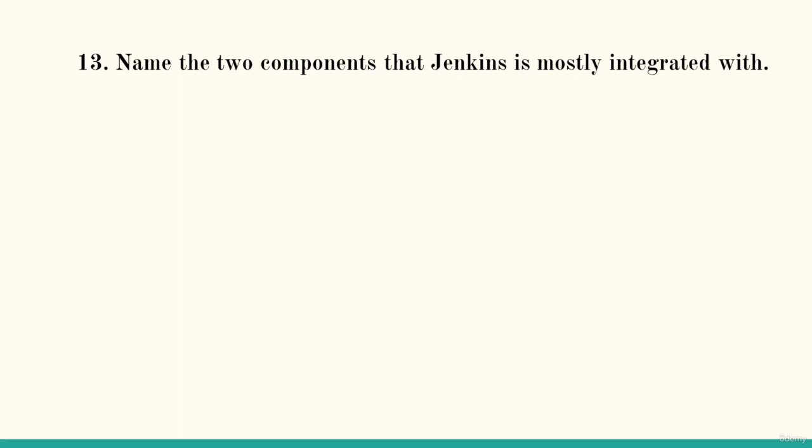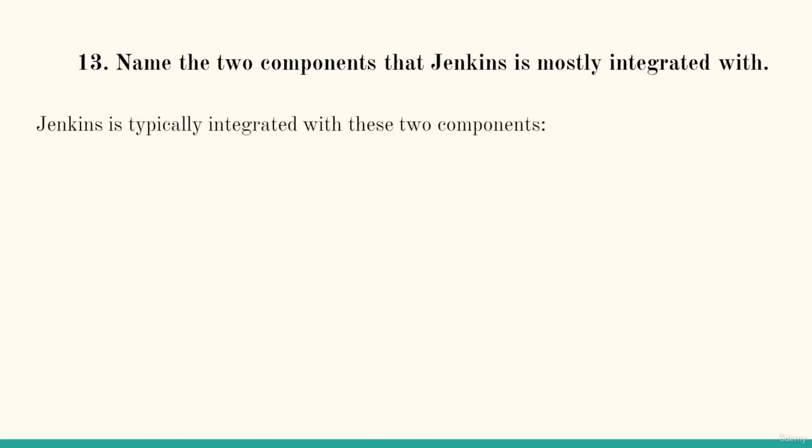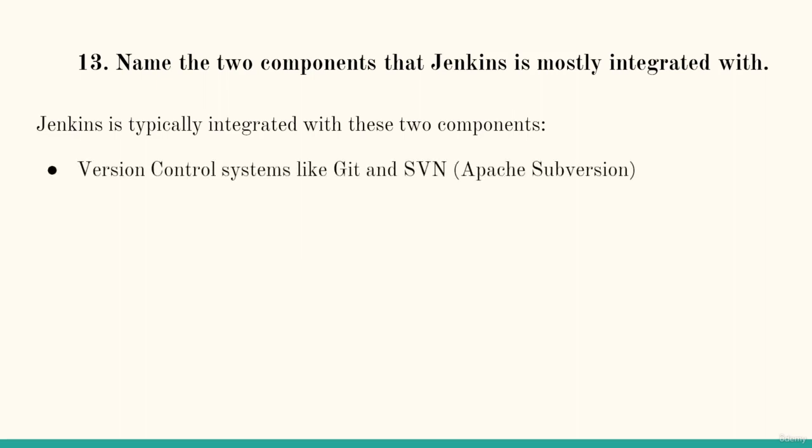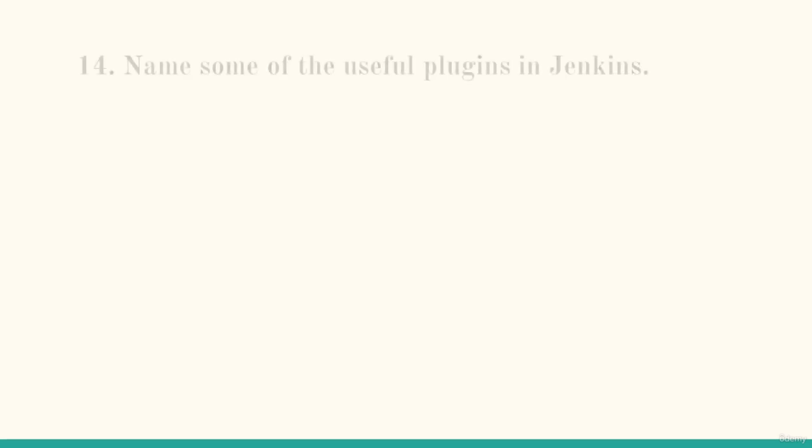Name the two components that Jenkins is mostly integrated with. Jenkins is typically integrated with these two components: a version control system (VCS) like Git and SVN (Apache Subversion), and build tools like Maven, and there are others.